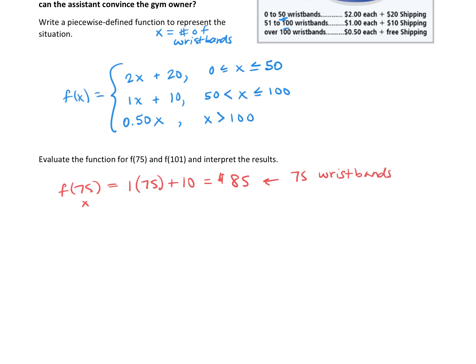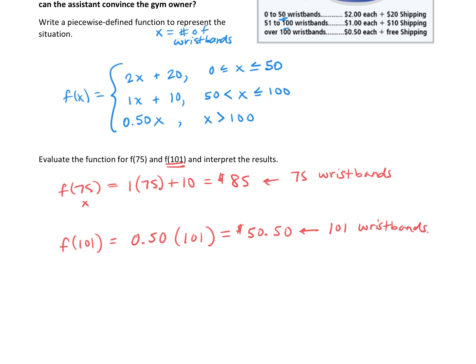All right. Well, now what if we ordered over 100? So 101. This isn't how many the gym owner wants, but let's just compare the price. So which interval includes 101? Well, that's going to be this last one, where your number of wristbands is greater than 100. So that's just 50 cents per wristband, so 0.50 times 101. There's no shipping, so this is going to be the only cost. This is going to get us $50.50. And that's the total price for 101 wristbands.